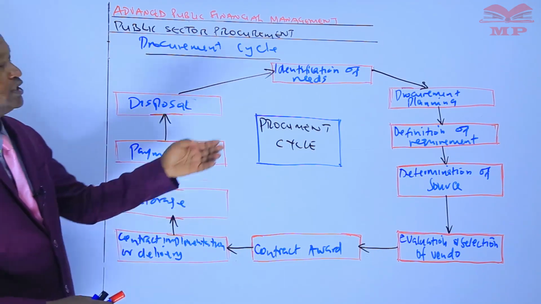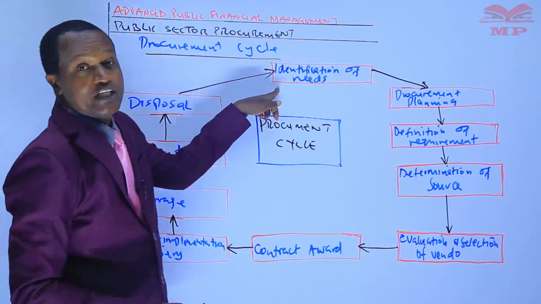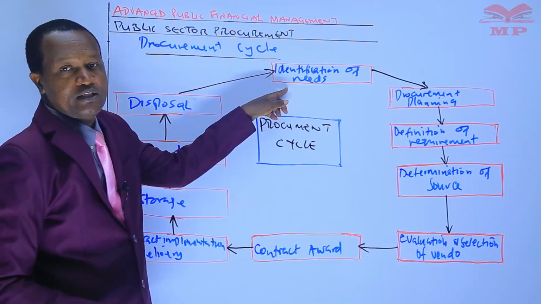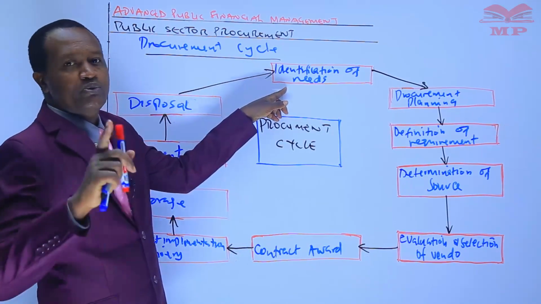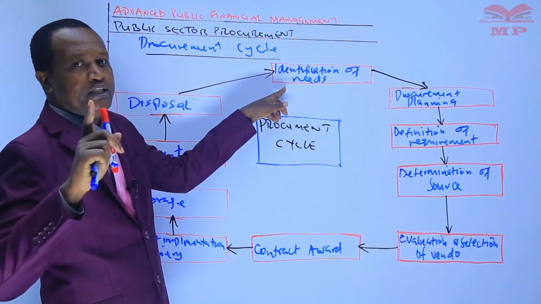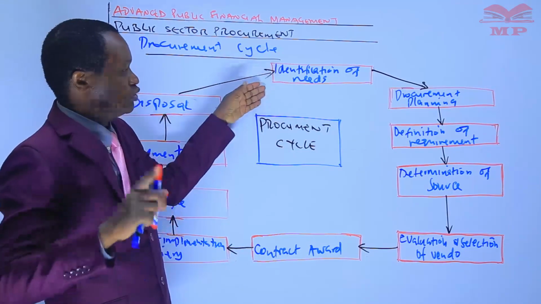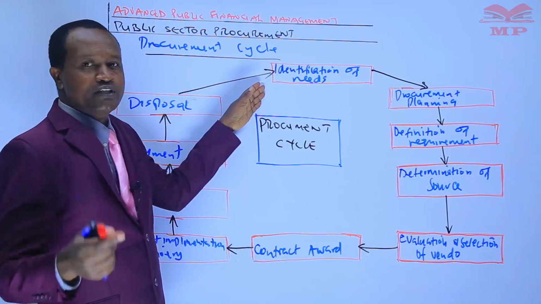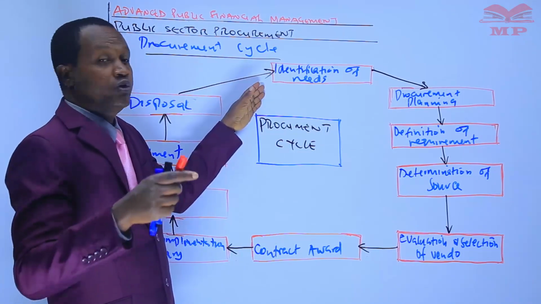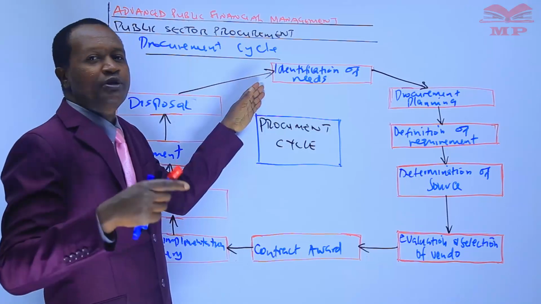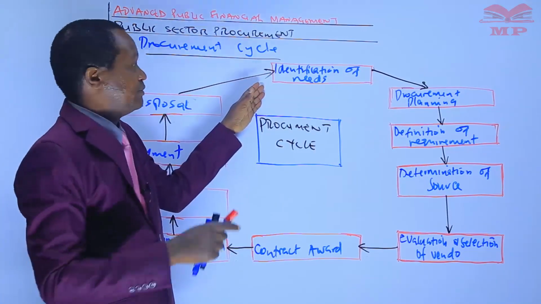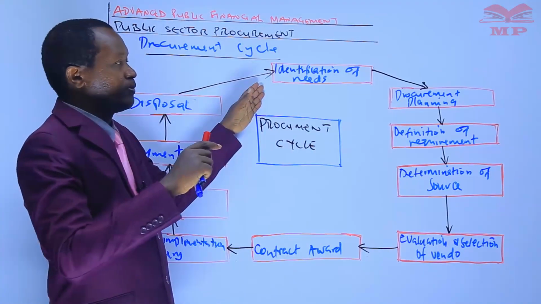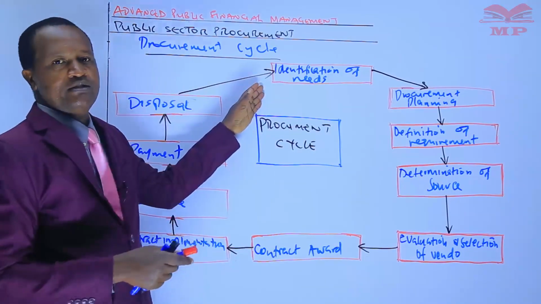And the process begins with the identification of needs. The procurement cycle begins with the identification of needs of inputs like goods, works, or services for a program or a project which are prepared by concerned government agencies or procuring entity.